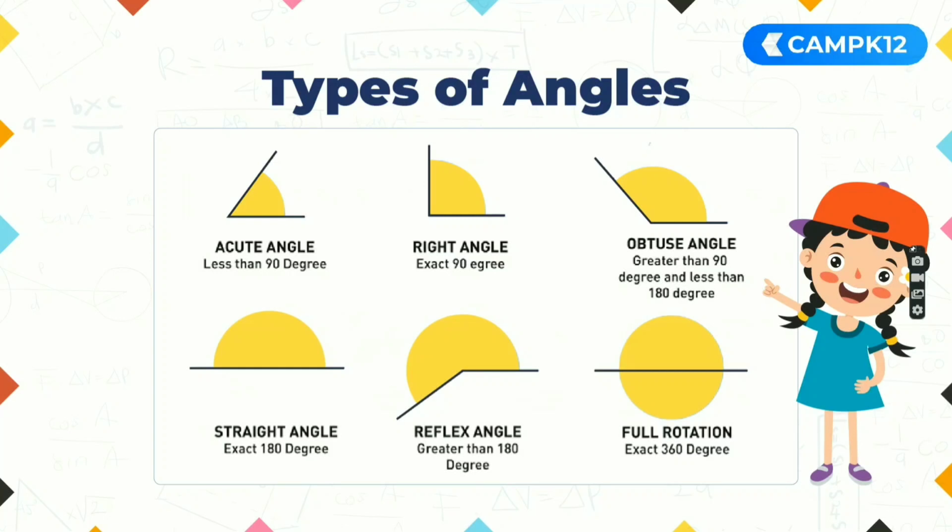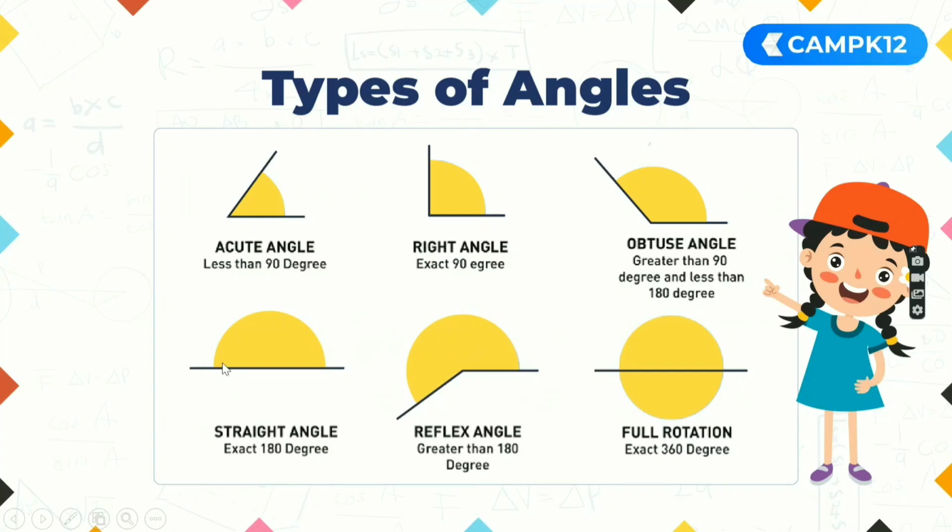Let's now talk about the types of angles. Whenever an angle is less than 90 degrees, then that is referred to as an acute angle. Right angle, as the name suggests, is something which is equal to 90 degrees. Obtuse angle is greater than 90 degrees but less than 180 degrees. So it is something which falls in the range of 90 degrees and 180 degrees.